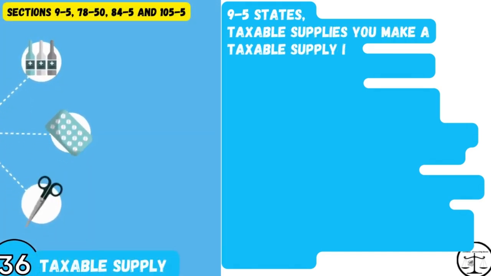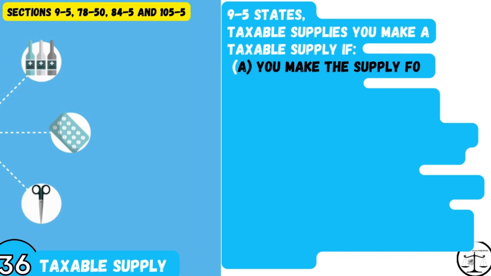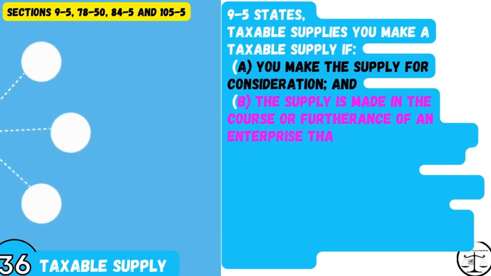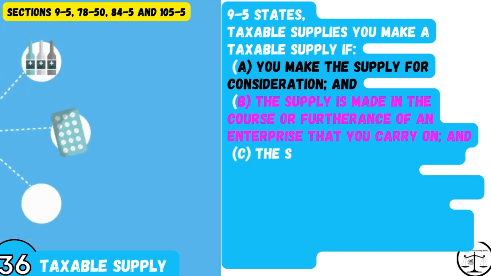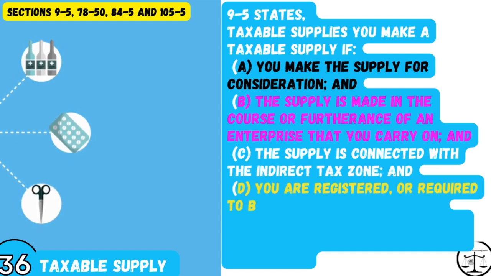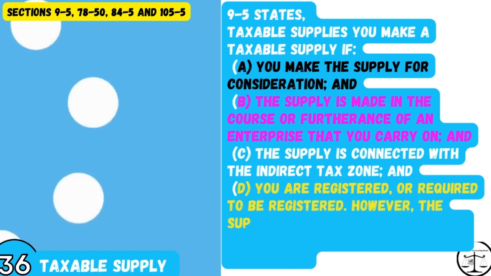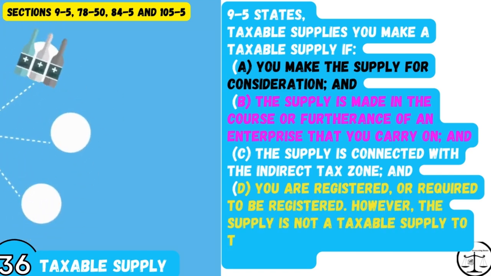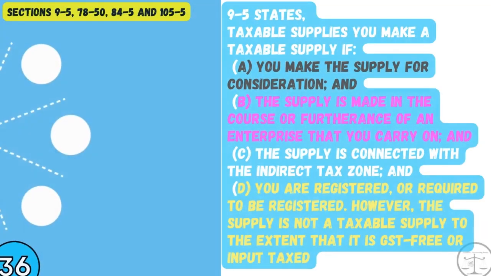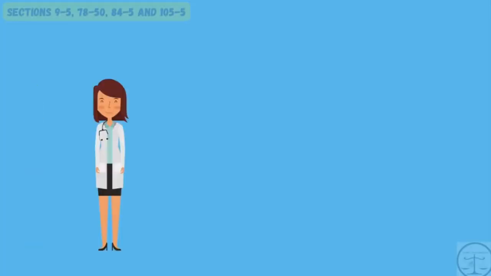Taxable supplies. You make a taxable supply if A. You make the supply for consideration, and B. The supply is made in the course or furtherance of an enterprise that you carry on, and C. The supply is connected with the indirect tax zone, and D. You are registered or required to be registered. However, the supply is not a taxable supply to the extent that it is GST-free or input taxed.